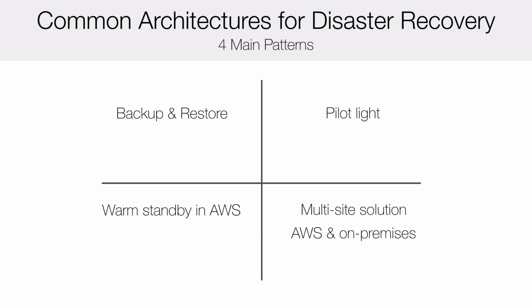Now going to move on and take a look at some common architectures for disaster recovery in the AWS Cloud. There are four main patterns that we see for this: backup and restore, the creation of pilot-light environments, more on that in a few minutes, warm standby in AWS, and multi-site solutions where AWS resources are combined with those resources on your premises. And during this session today, we're going to only have time to cover a couple of these.